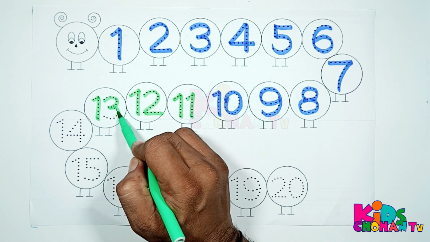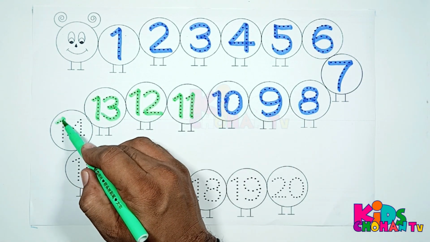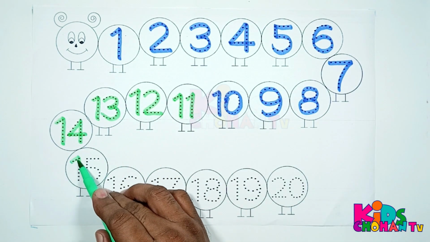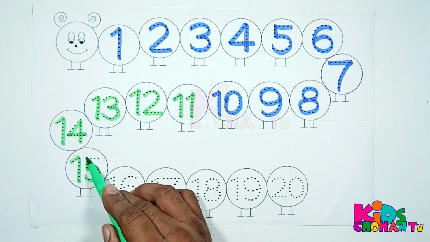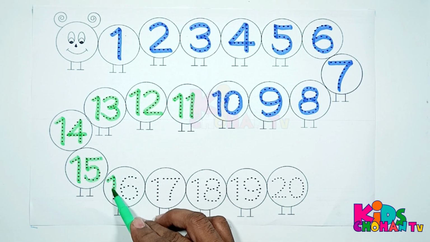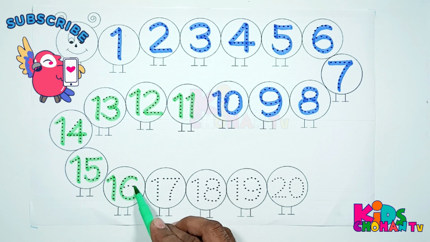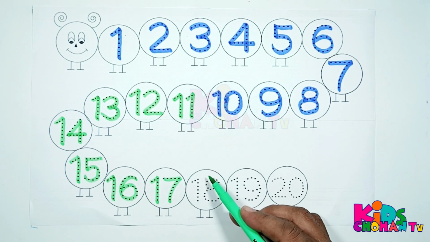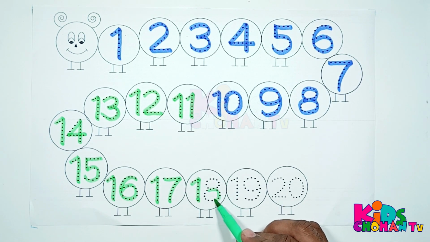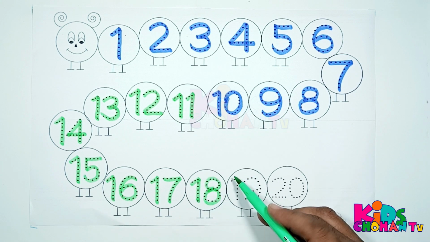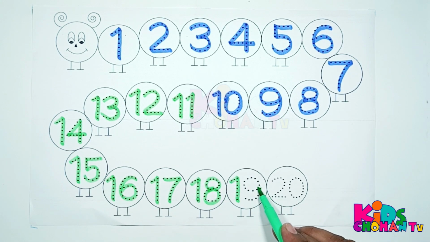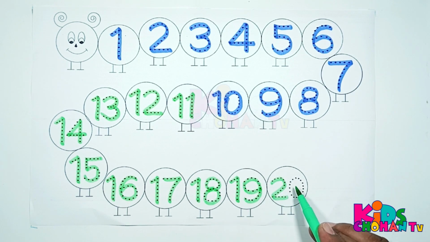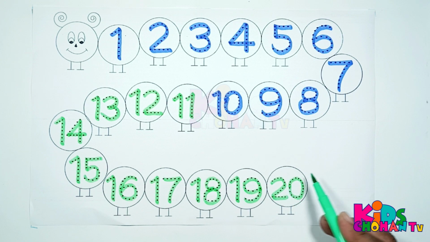1, 3, 13. 1, 4, 14. 1, 5, 15. 1, 6, 16. 1, 7, 17. 1, 8, 18. 1, 9, 19. And this is number 2, 0, 20.